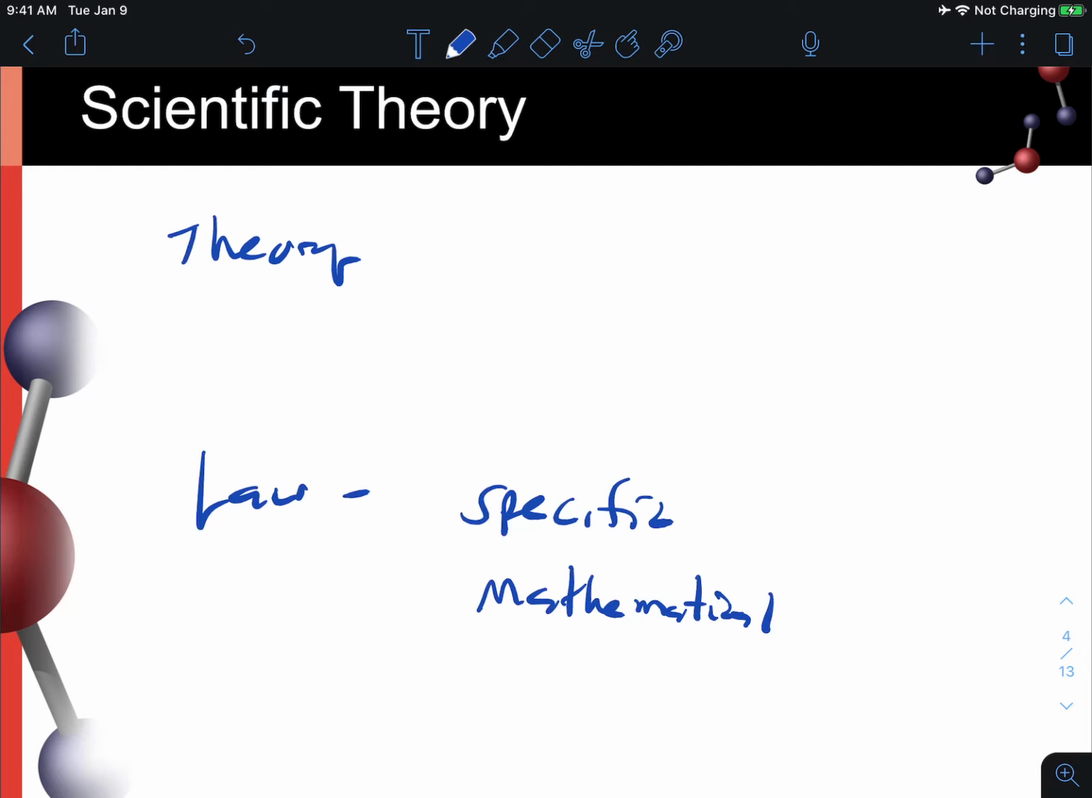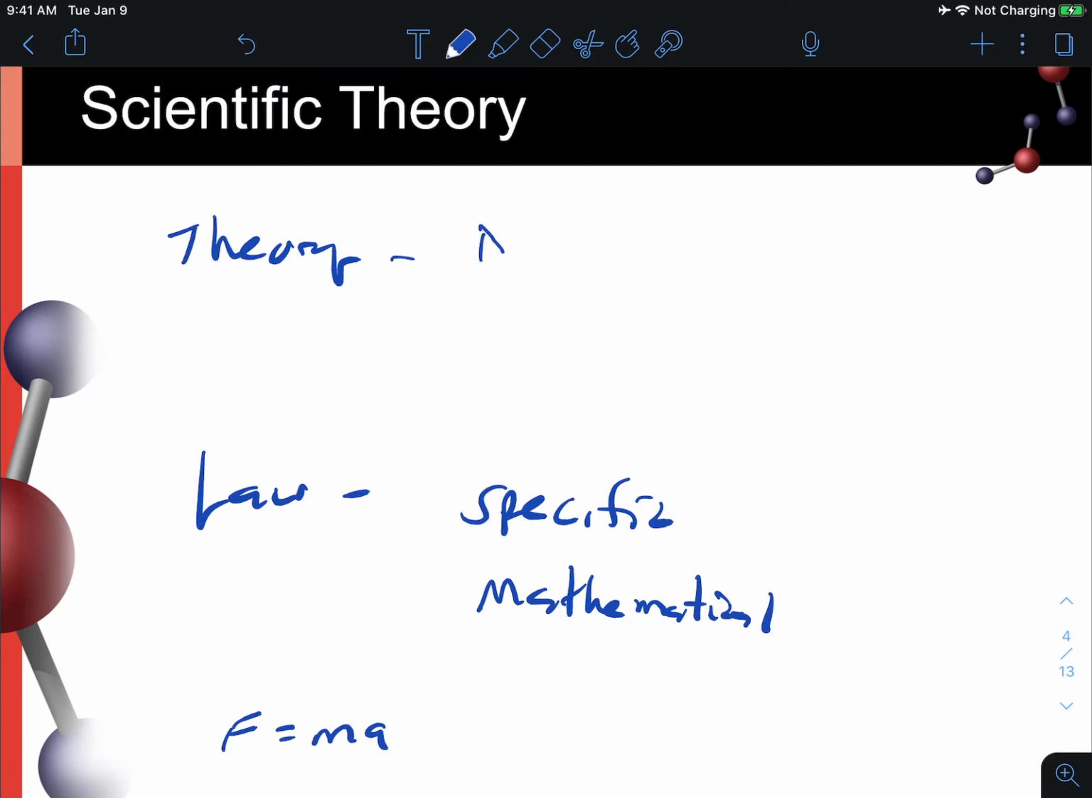And it doesn't try to explain anything. Think about the classic laws, like force equals mass times acceleration, one of Newton's laws. It doesn't explain why a ball has a certain acceleration based on its mass and force. It just tells you, here's the relationship. Okay, and it's very specific. It's dealing with a very specific thing.